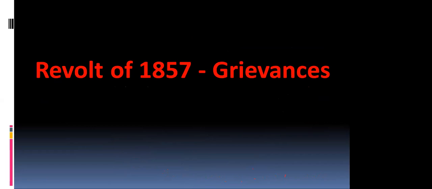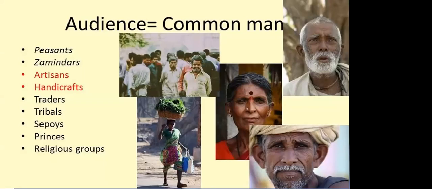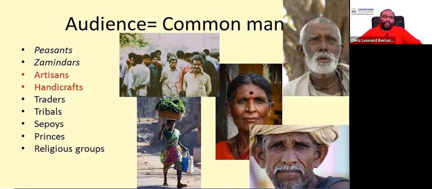Okay, so the revolt of 1857 had a lot of grievances. And the grievances we can categorize into many segments. Who were the persons who were aggrieved? The first people aggrieved were the peasants. The second, the zamindars. The third, the artisans and people involved in the handicraft industry. The other grievance was from the traders. And there were grievances from the tribals. Sepoys in the British Army had their grievances. Native Indian states had their grievances.